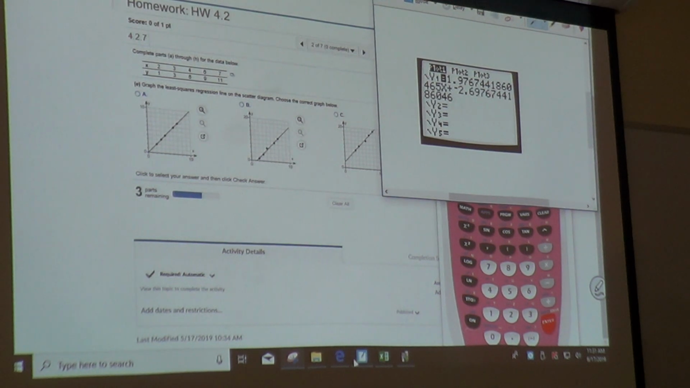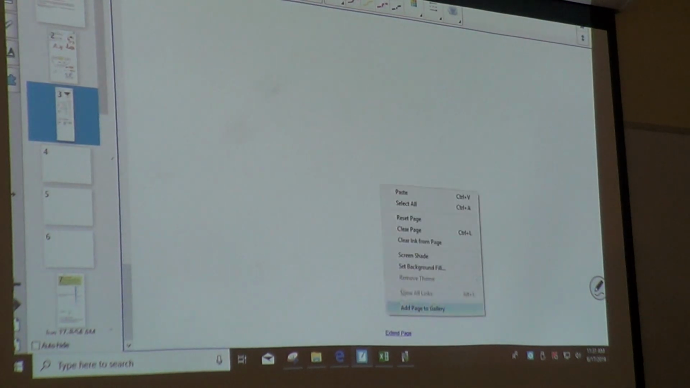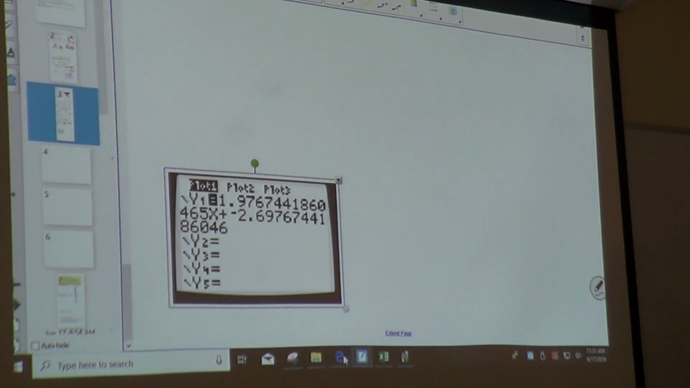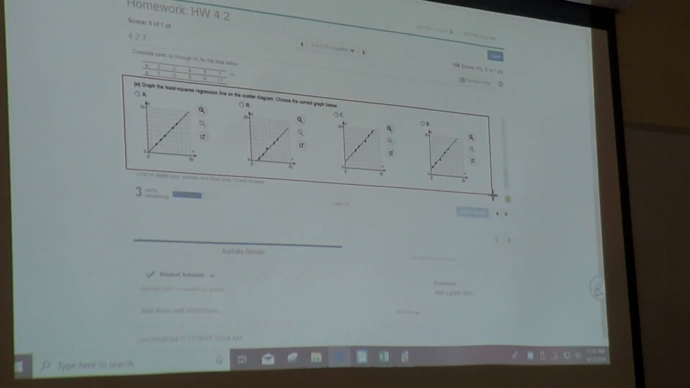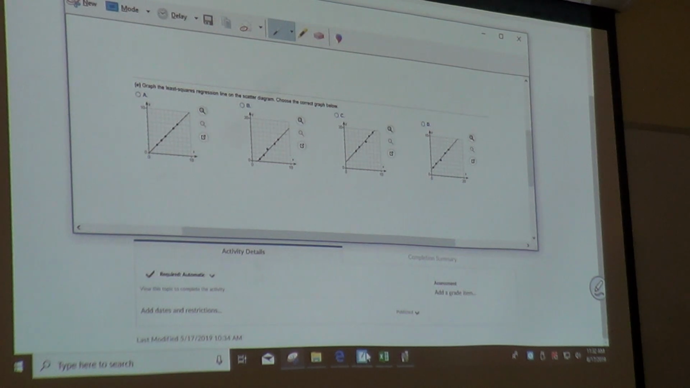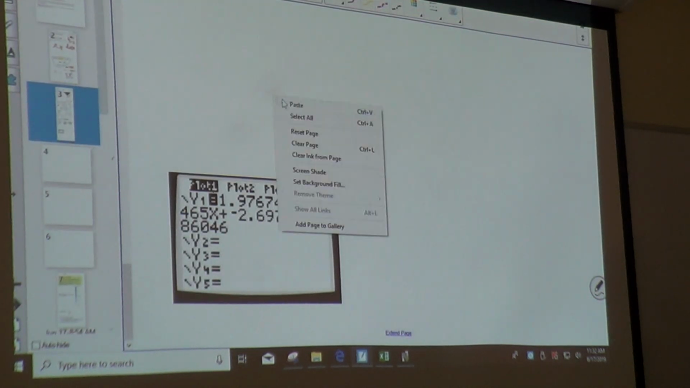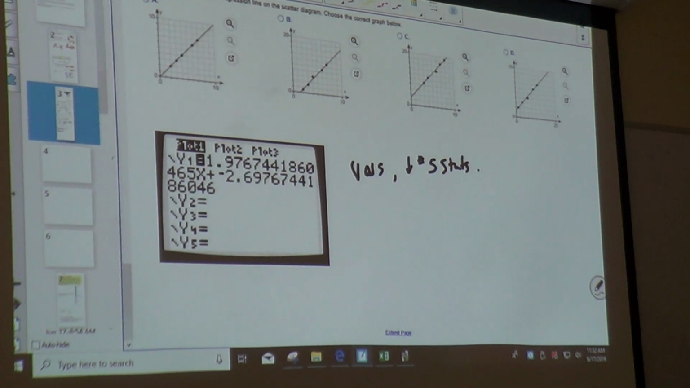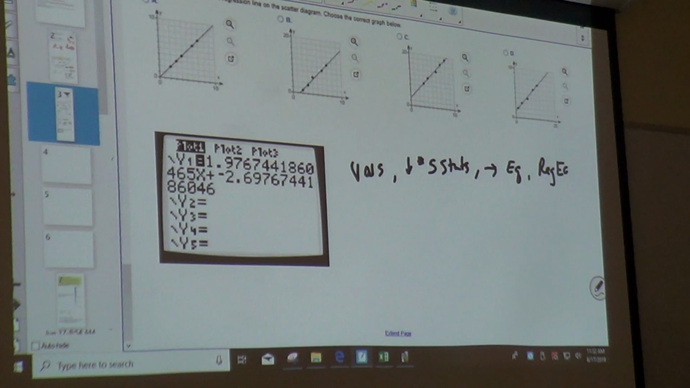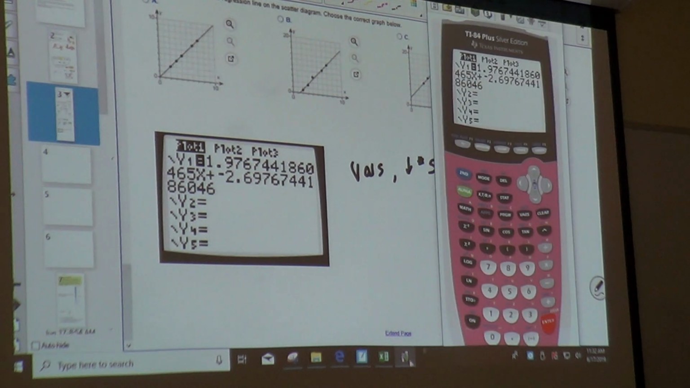Copy. This way you'll have every possible step to go back and look at. And then I'm going to pull this over. Copy. Paste. And then I did vars down to number 5, which was stats. Then I went over to EQ, and then I did regression equation. I think that was it. That sucks it over. And then what am I going to do to look at it?